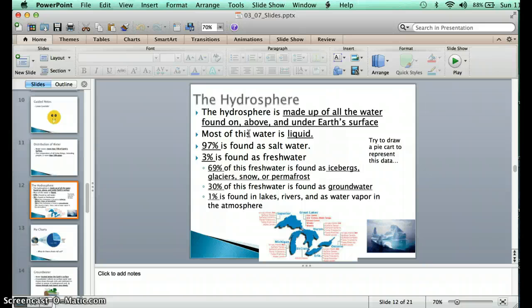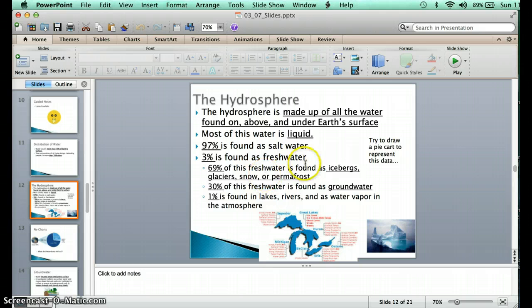We really can't use it for much of anything. Okay? 3% of the water is fresh water. So that's the type of water we can use to live, to drink. So that's your first pie chart. Now we're going to break down the fresh water. So let's make another pie chart just for fresh water. So you're going to split it up.